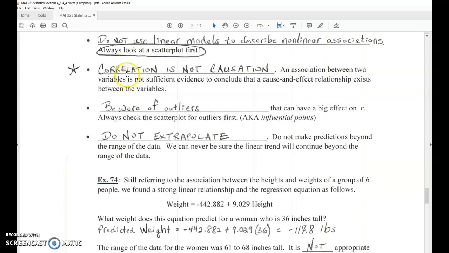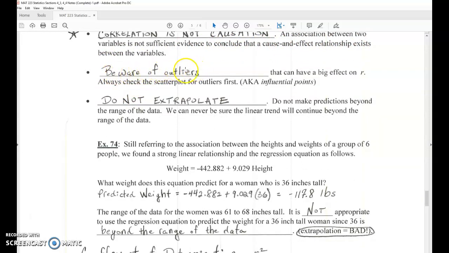The second thing is, even if we use linear regression and we say, hey, there's a strong correlation between these two variables, never, ever, ever assume that correlation is causation. In fact, capitalized letters, bold star: correlation is not causation. An association between two variables is not sufficient evidence to conclude that a cause and effect relationship exists between the variables.